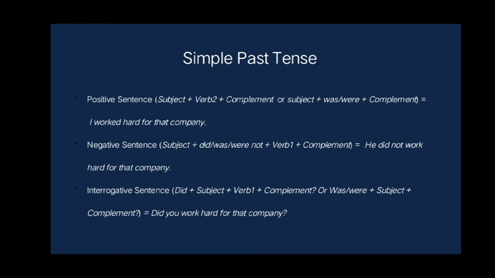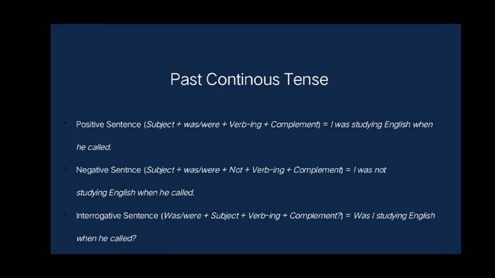Simple past tense. Simple past tense is used to show an event in the past. For the positive sentence, it has the formula. The formula is subject plus verb 2 plus complement, or we can use subject plus was or were plus complement. For example, I worked hard for that company.